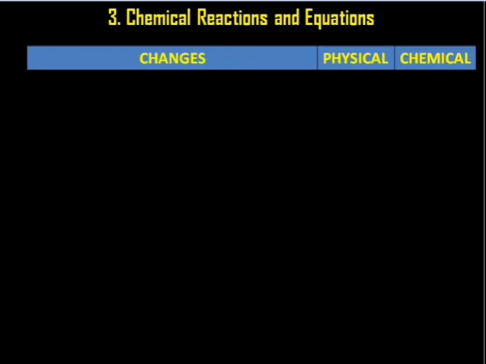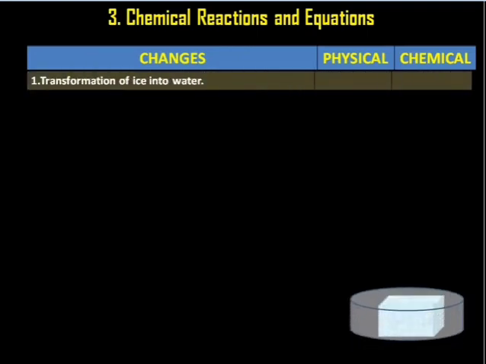Different changes occur around us in everyday life. The changes taking place in a substance are of two main types, physical and chemical. First, transformation of ice into water. Look, this ice cube is melted and converted into water. It is a physical change. Its chemical composition remains the same. The H2O molecule present in ice remains as it is in water.